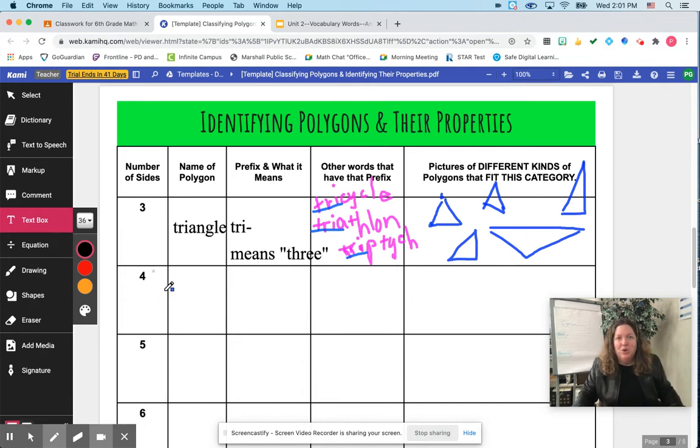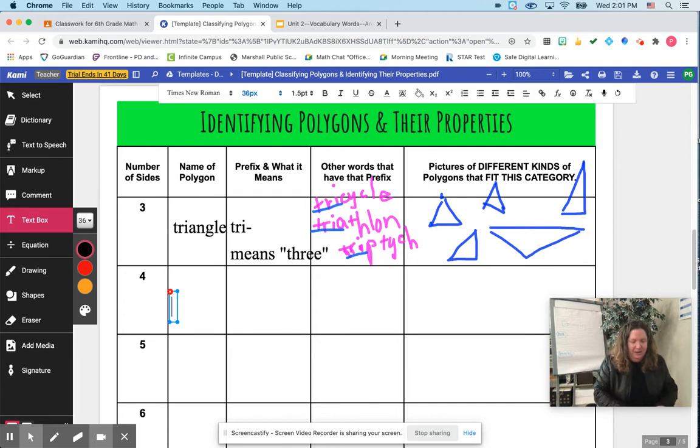All right, what about number 4? What about a polygon with 4 sides? What do we call that? Again, hopefully that's a review for you. I'm going to use my text box. And, oops, there we go. And I'm going to write quadrilateral. We call polygons with 4 sides the most basic term for that: quadrilateral. So I'm going to write quadrilateral there.